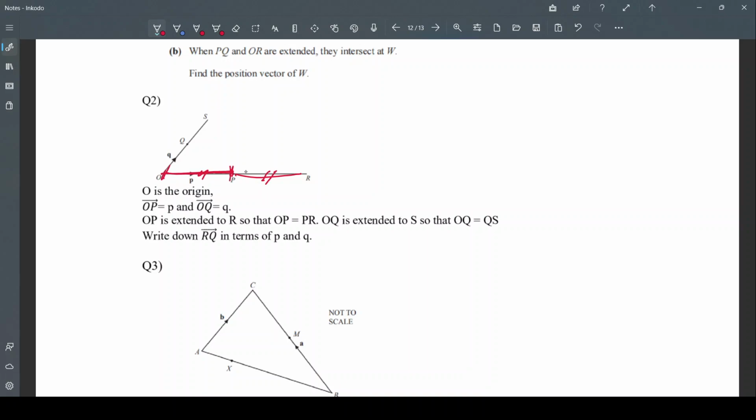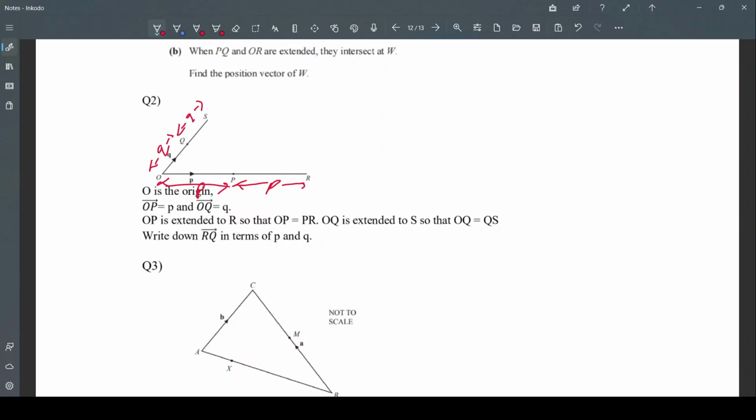This length and this length are equal, it is given, and OQ is extended so that OQ is equal to SQ. These two lengths are also equal. So what do we get? If this length is P, then this length should also be equal to P, because they both are equal. If this length is Q, then this length should also be equal to Q.